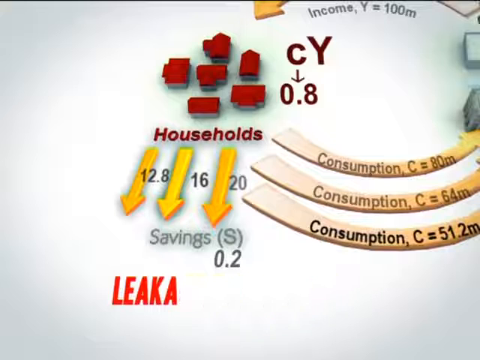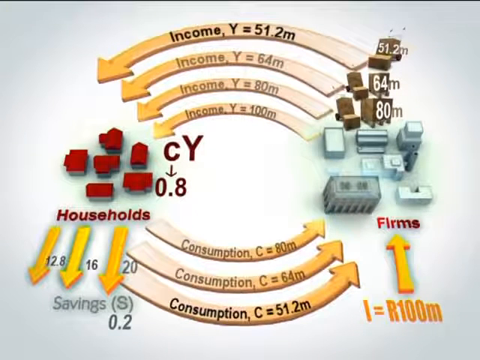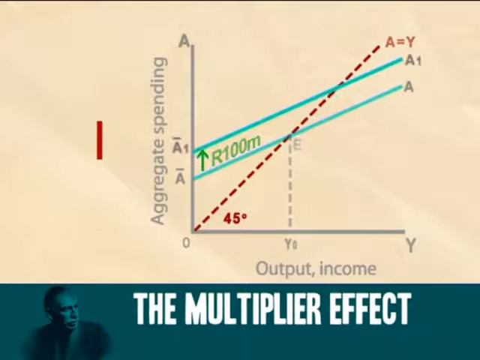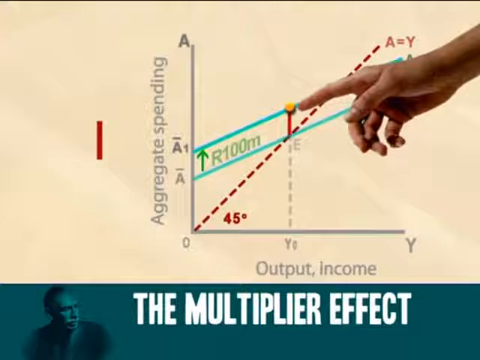All right, keep this image of how the multiplier works in your mind. We're going to see how it translates to our goods market diagram. An increase in autonomous spending, like that initial increase in investment, causes a parallel upward shift of the total spending curve, a shift equal to the increase in investment. The vertical intercept goes up by 100 million rand.